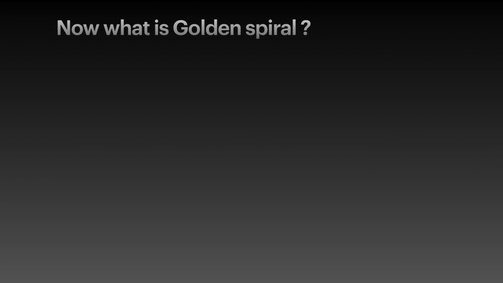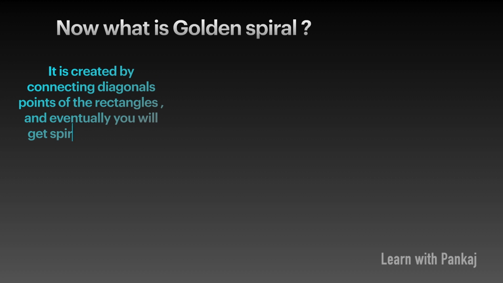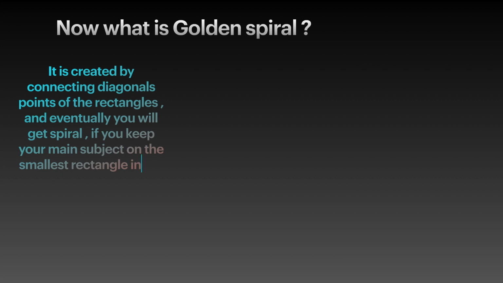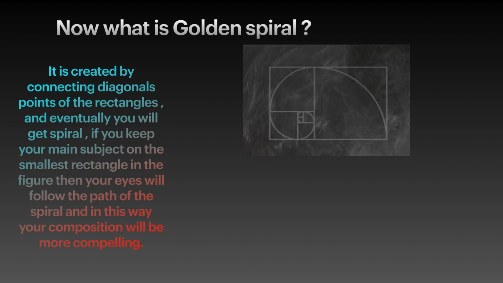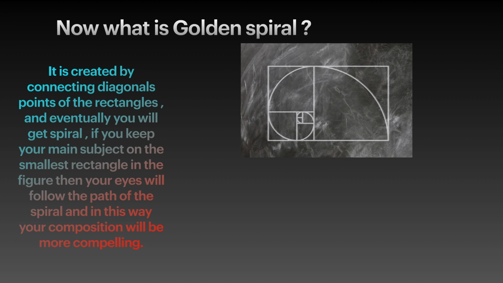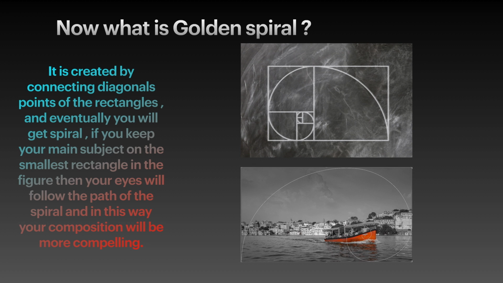Now, what is the golden spiral? It is created by connecting diagonal points of the triangle shown on my screen, and eventually you will get a spiral path. If you keep your main subject on the smallest triangle in the figure, then your eyes will follow the path of the spiral, and in this way your composition will be more compelling.